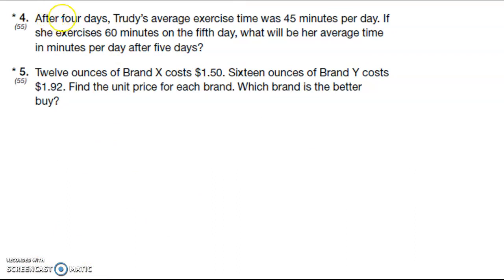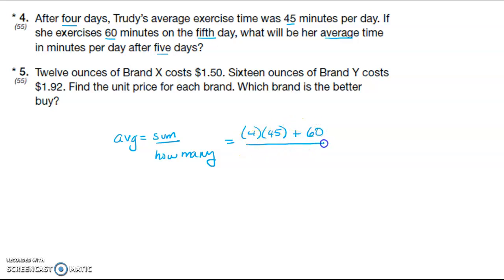Okay. Number 4. After 4 days, Trudy's average exercise time was 45 minutes per day. If she exercises 60 minutes on the 5th day, what will her average time be for the 5 days? So we know that average is equal to the sum over how many? And what we have here is we have 4 days at 45 minutes a day plus 60 minutes on the 5th day over 5 days.